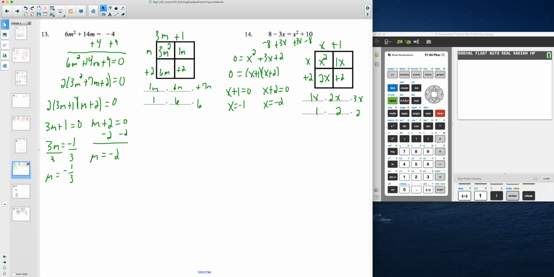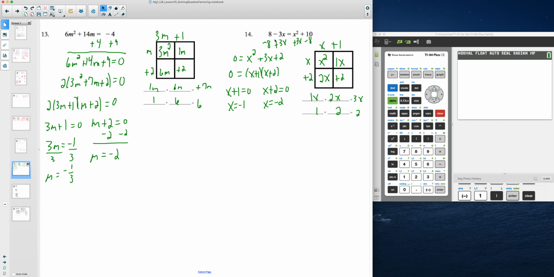Well, if 3m plus 1 is equal to 0, that means 3m is equal to negative 1. I can divide both sides by 3, and I get m is equal to negative 1/3. Now, if you want to do this on your calculator, you would get like negative 0.3 or 0.33. That's equivalent. That's fine. You may express it either way.